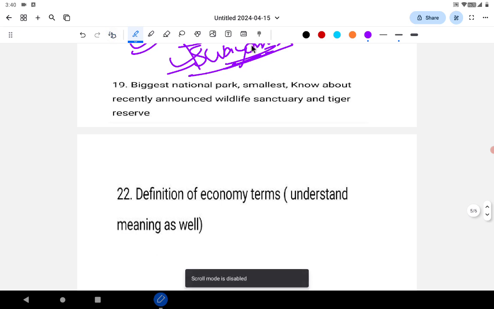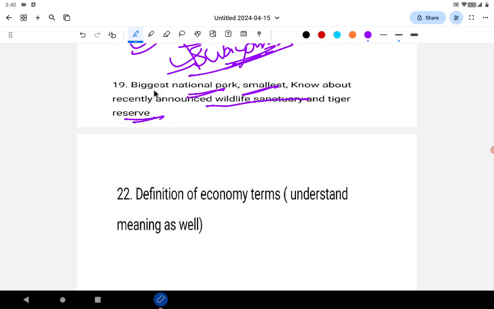Next, please remember the biggest national park, smallest national park, biggest biosphere reserve, smallest biosphere reserve, and the recently announced wildlife sanctuary and tiger reserve. Recently, not necessary to know everything. Recently announced wildlife sanctuary in the last 1 or 2 years and the tiger reserve.